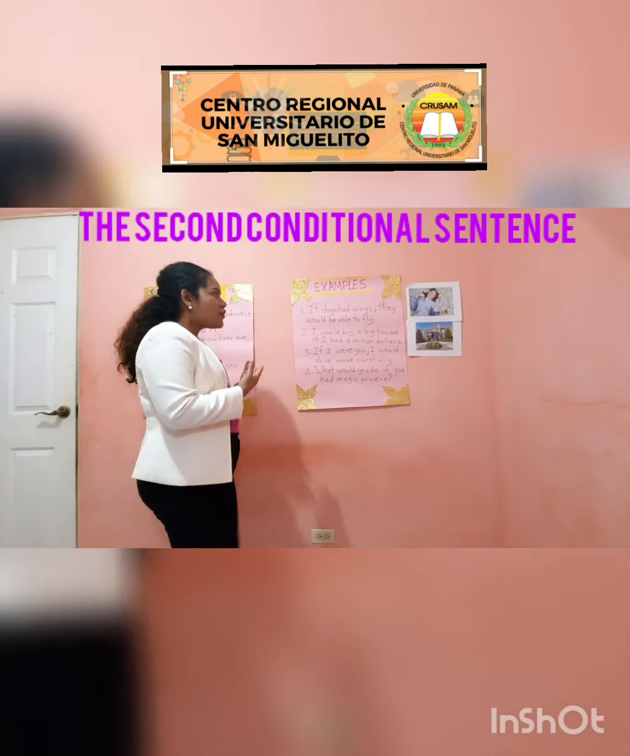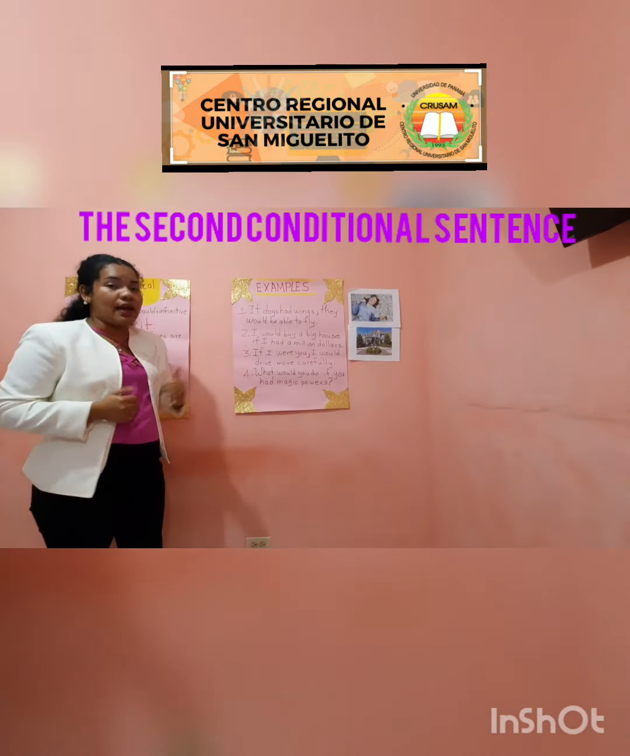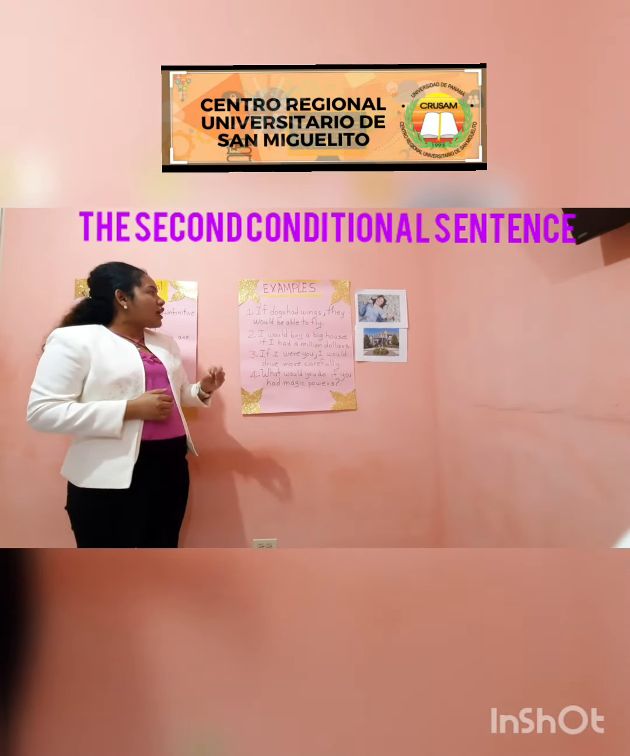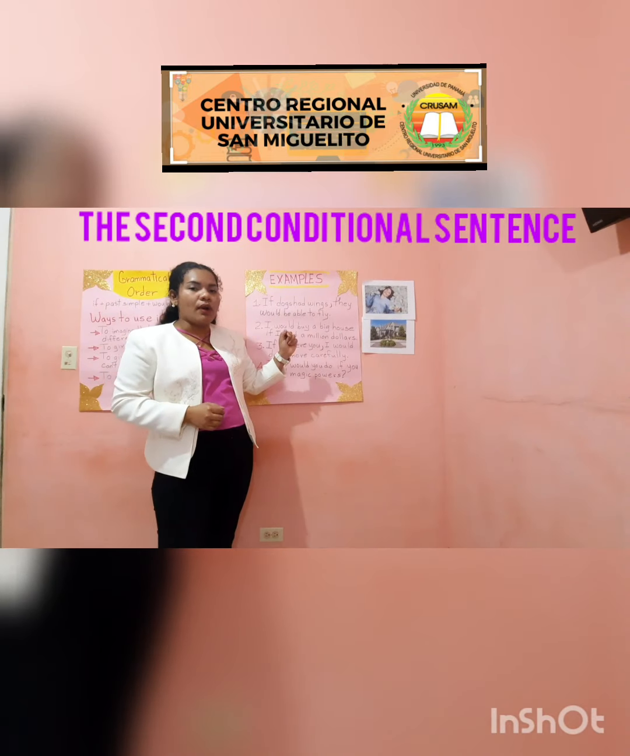So let's move on to the examples. I have here 4 examples. Let's talk about the punctuation first. In the first example, I have: if dogs had wings, they would be able to fly. As you can see, this sentence starts with the word if, and we have a comma between the first clause and the second clause. You see? There is a comma, right?